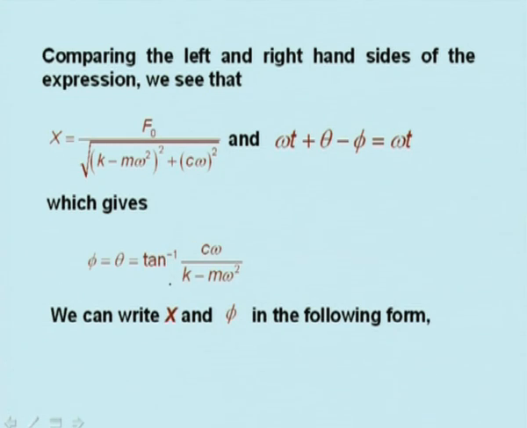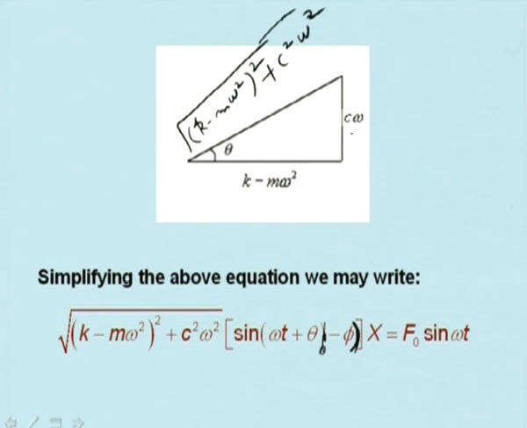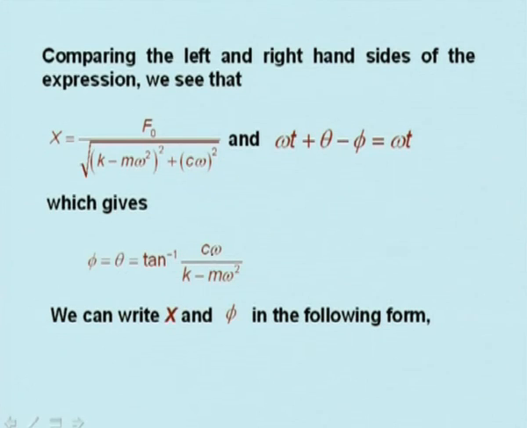That means φ is equal to basically tan⁻¹(cω / (k − mω²)). We can see tan θ is equal to cω divided by this thing. So θ is equal to tan⁻¹(cω / (k − mω²)). We can write X and φ: X is equal to F0 divided by √((k − mω²)² + (cω)²).